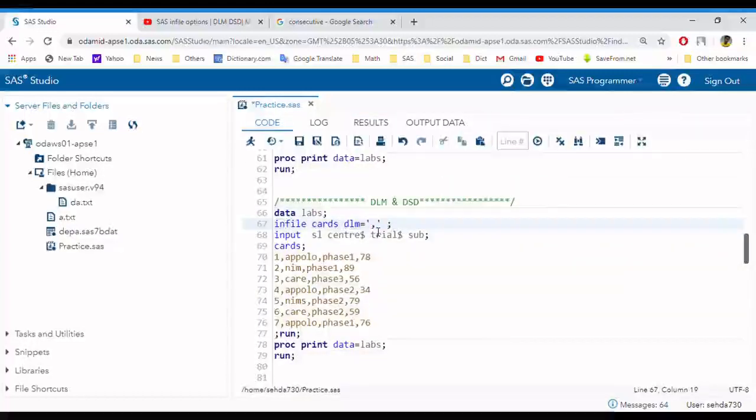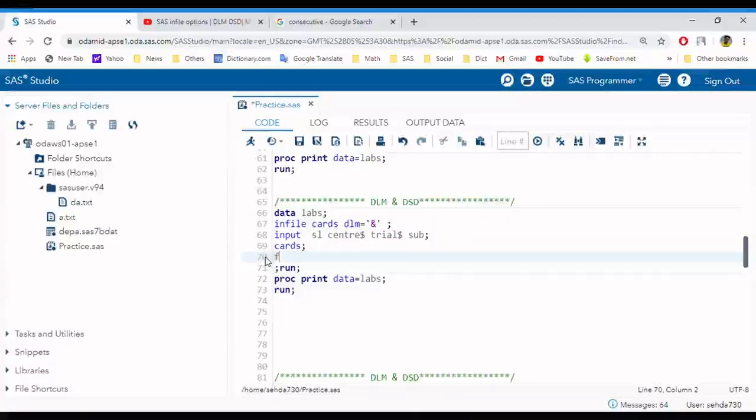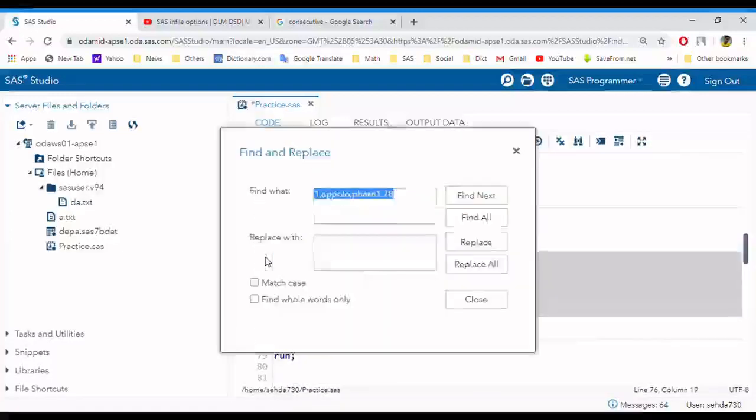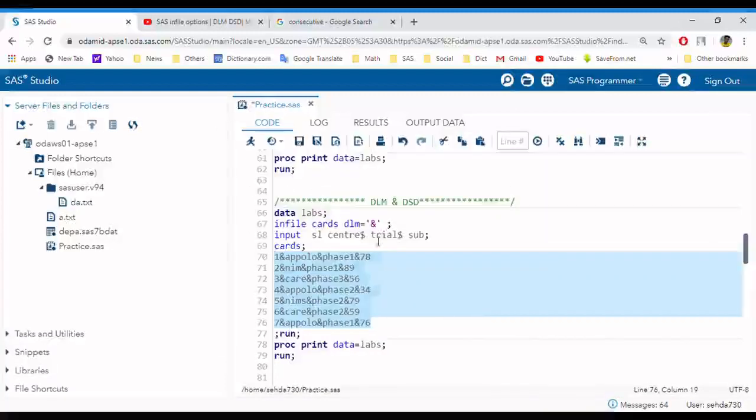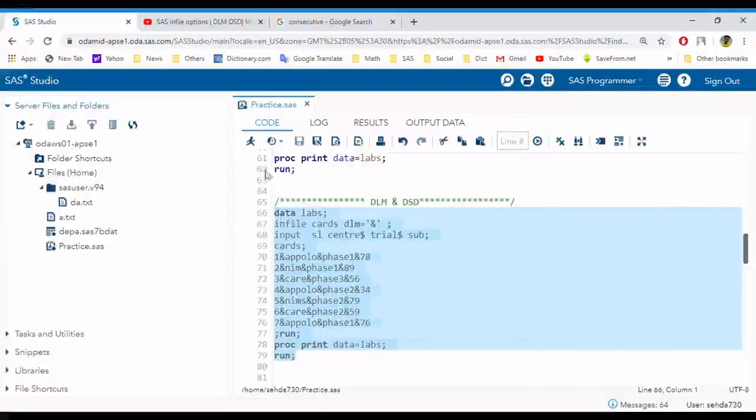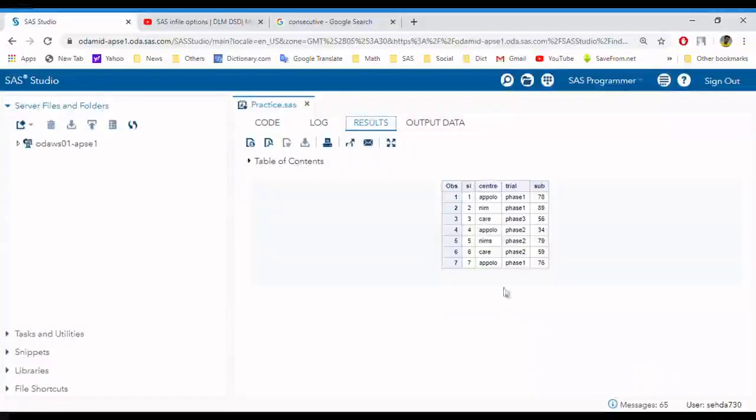You can give any other thing as well. If you want to give hyphen, or you want to give ampersand, and your data is separated by, let me replace, sorry, we replace this comma with dollar ampersand, then the delimiter you have to give as an ampersand. Okay, now let's run this. Okay, you see data is coming up correctly.